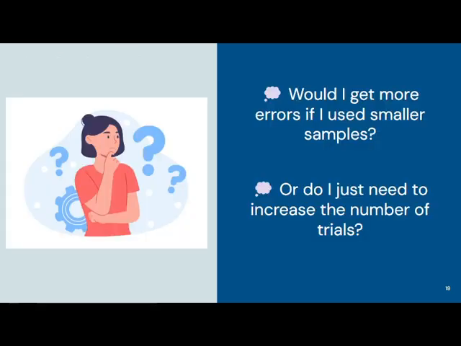So back to the project. We got 0 errors out of 5 trials. That's well within the expected range. Nothing weird here. But it made me wonder, what happens if I start changing things up? Would I get more errors if I use smaller samples? Or do I just need to increase the number of trials?